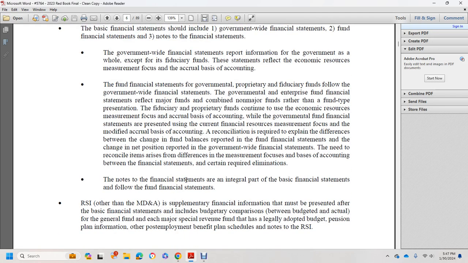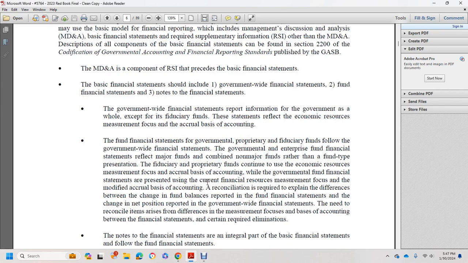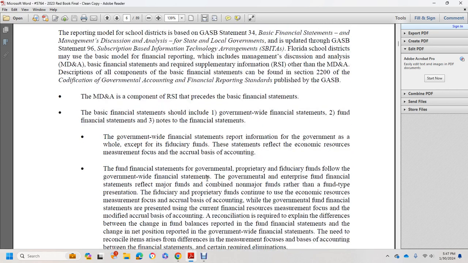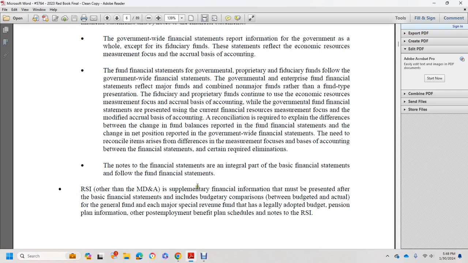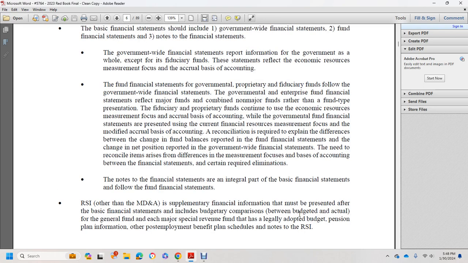The notes to financial statements are an integral part of the basic financial statements, filed with the fund financial statements. The required supplementary information other than management discussion and analysis. Supplementary financial information must be presented after the basic financial statements. It includes a budgetary comparison between budget and actual for the general fund and each major special revenue fund with a legally adopted budget, and pension plan information or other post-employment benefit schedules with notes to the required supplementary information.